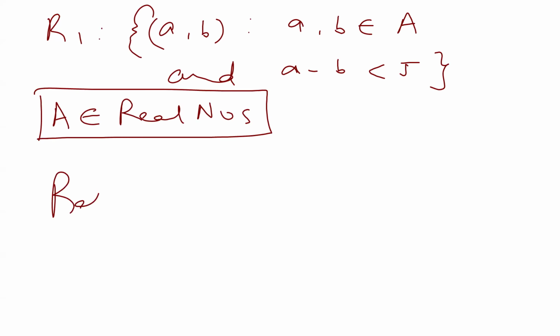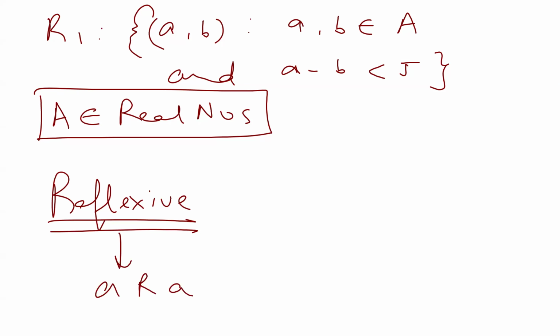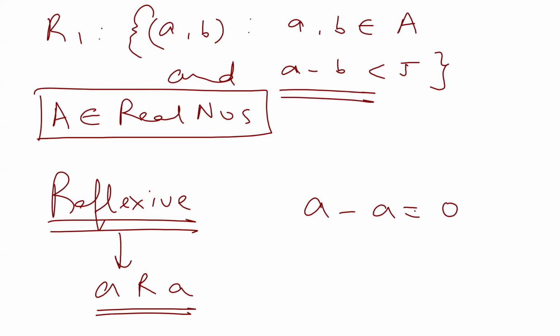So first I'll check whether this is reflexive or not. Now the reflexive property says a relates to a. So a minus a; instead of b, I'll just write a because a relates to a. Replace b with a. This is 0. Is 0 less than 5? The answer is true. So it is reflexive.